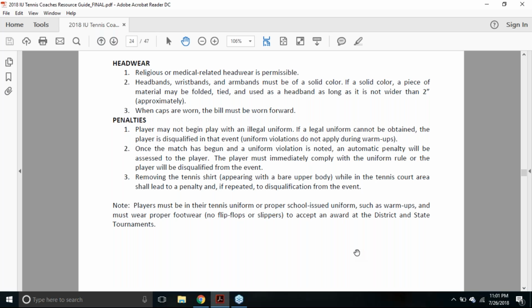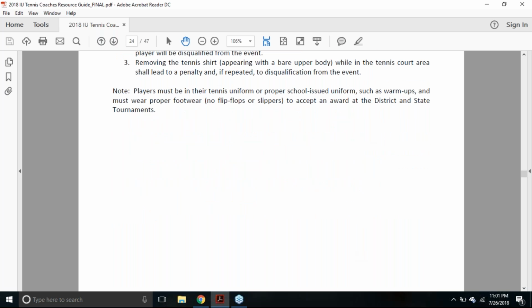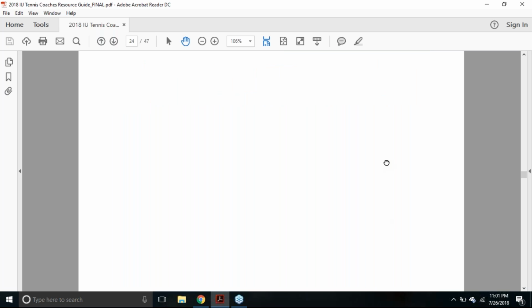Removing the tennis shirt, so appearing with a bare upper body while in the tennis court area, shall lead to a penalty, and if repeated, to disqualification from the event. And also note, players must wear their tennis uniform or proper school-issued uniform, such as warm-ups, and must wear proper footwear, so no flip-flops or slippers, to accept an award at the district and state tournament.